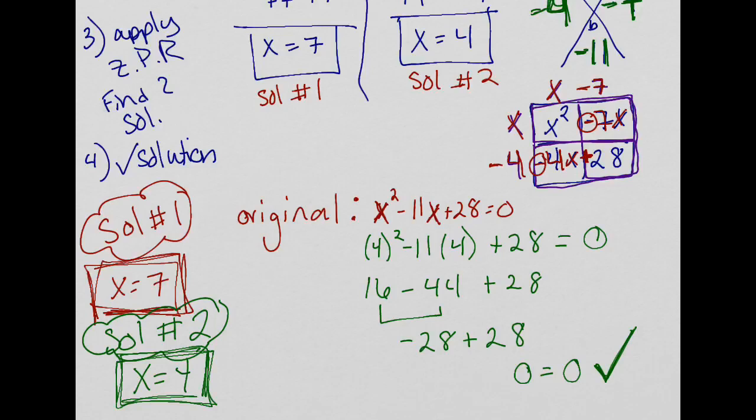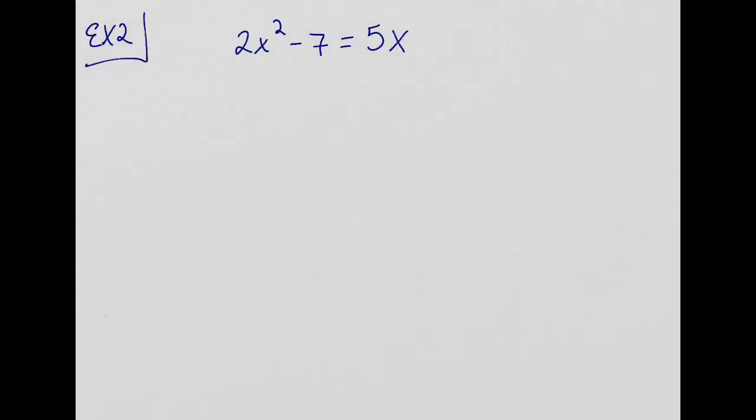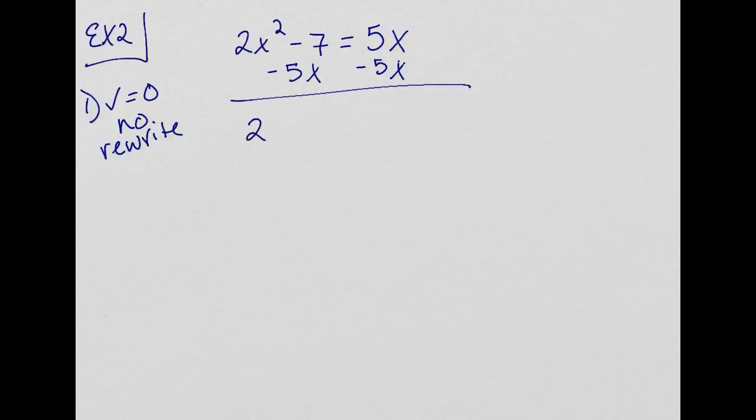So let's try one more example. We're going to go through it a little bit quicker. Our example here is 2x squared minus 7x equal to 5x. Step 1, check, is it ready to be factored or is it equal to 0? That is a no, so we have to rewrite it. To rewrite it, I'm going to move the 5x to the other side by using the opposite sign. And so to standard form, 2x squared minus 5x minus 7 equal to 0. So now we are ready to factor.